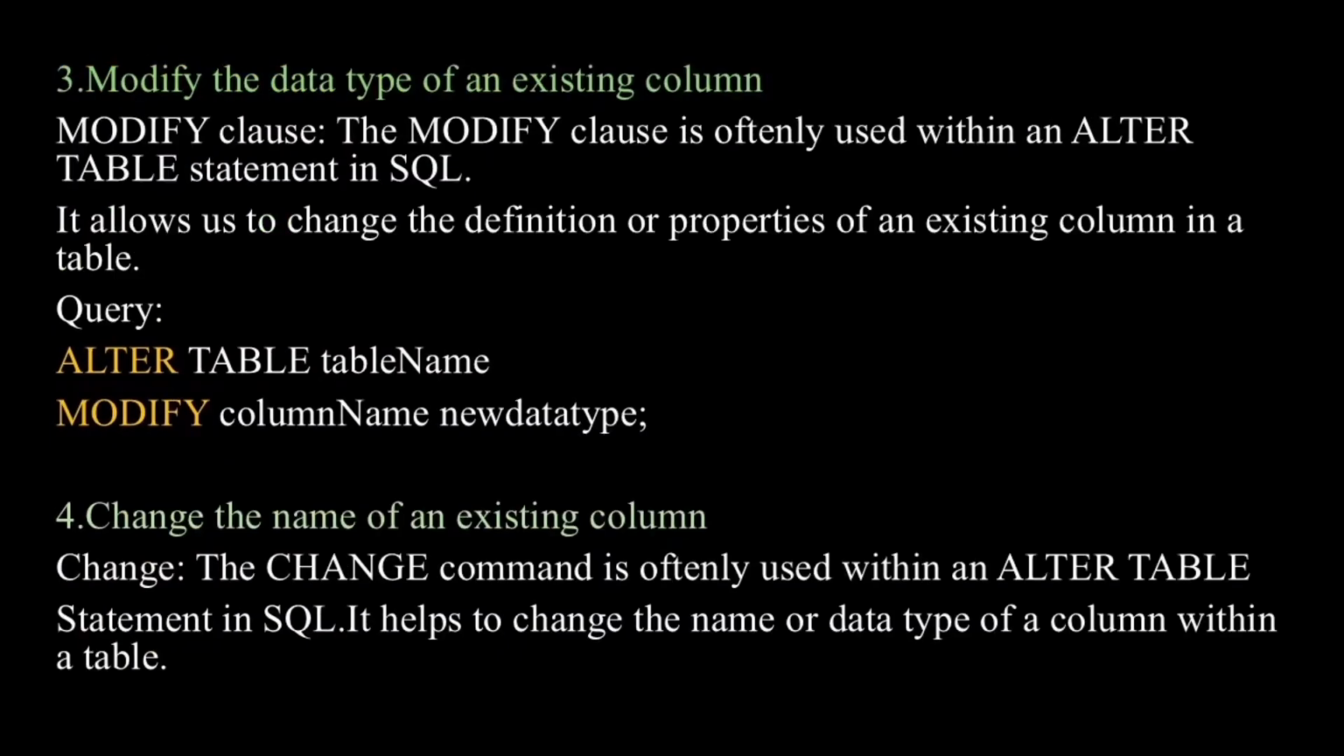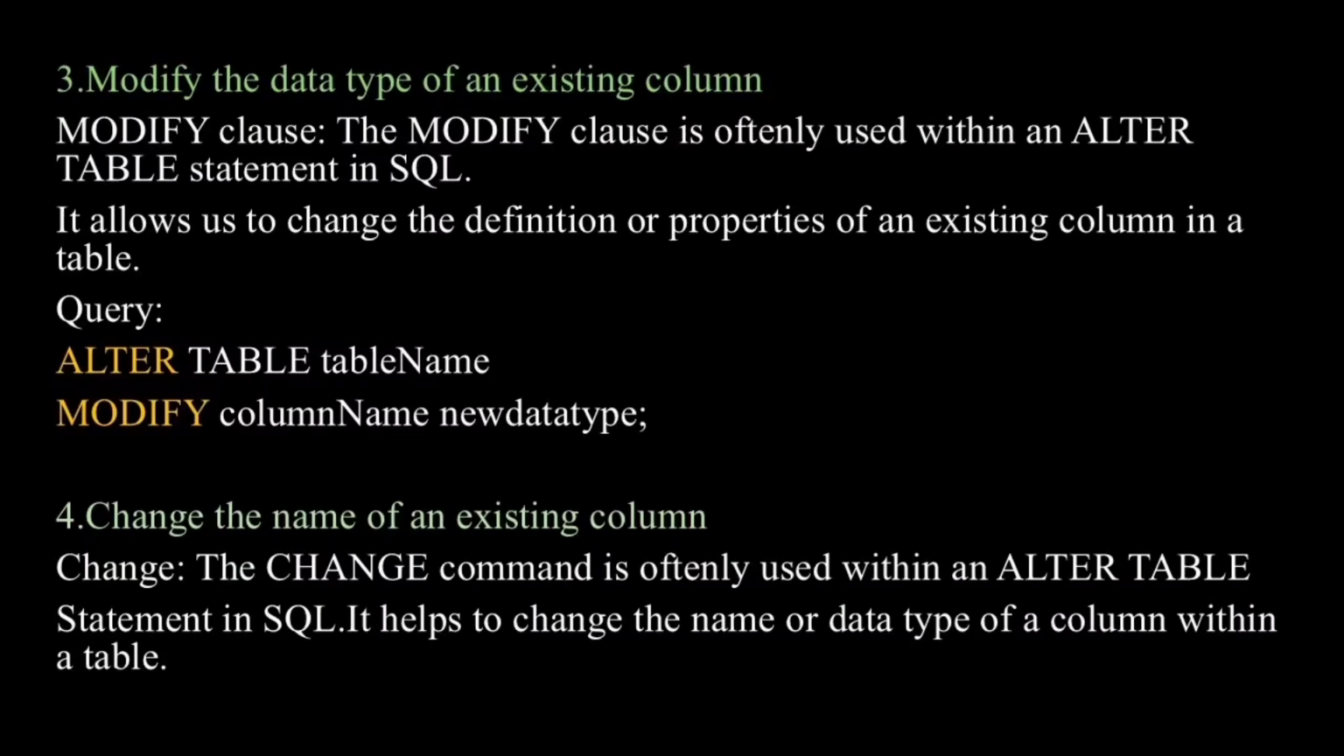To modify the data type of an existing column in a table, you use alter command with the modify clause. This allows you to change the properties or definition of a column. Let's discuss the query and how it works. Start with alter table followed by the table name where you want to make the change. Next, use the modify command, then specify the column name you want to change and then provide the new data type for that column. This command will update the specified column with the new data type.